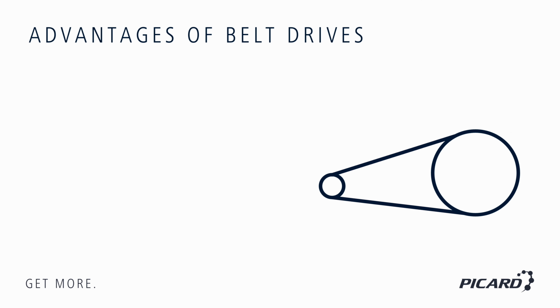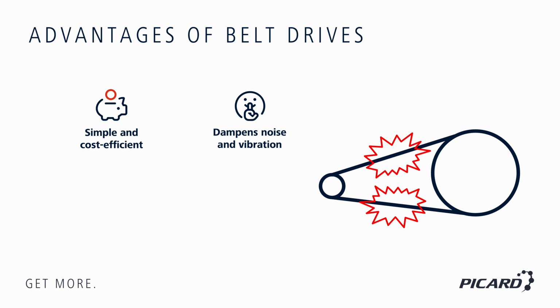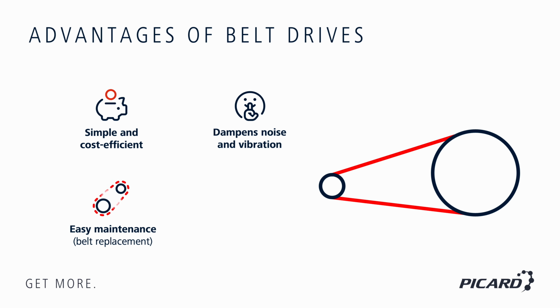Because of their simple design, cost efficiency, and versatility, belt-driven systems are widely used across industries. They absorb shocks and vibrations, help reduce noise, and protect components from wear and damage. Maintenance is straightforward. In many cases, simply replacing the belt is sufficient. Thanks to the flexibility of belts and pulleys, different speed ratios and directions can be achieved. This combination of efficiency, adaptability, and reliability makes them a proven solution for a wide range of applications.